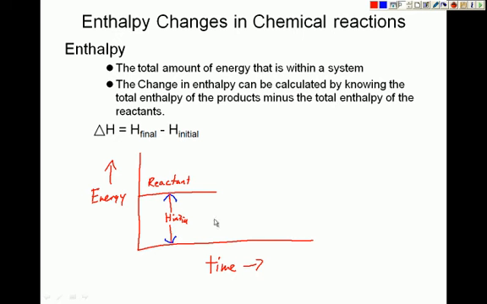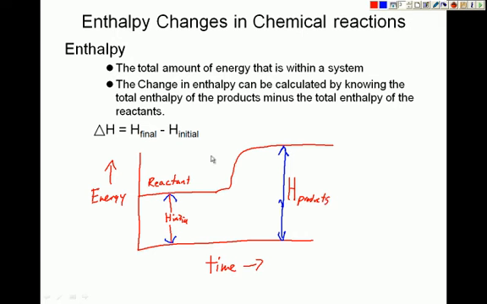Now whether it goes up or whether it goes down depends on the type of reaction, whether it's exothermic or endothermic. So we're going to have this one requiring energy, and it's going to go up to something like that. So what we see here is that this one had to go like this, and now this is the enthalpy of the products.